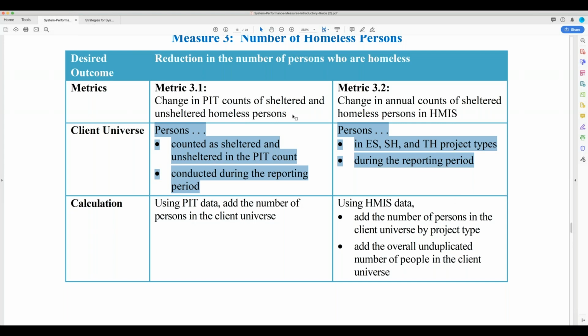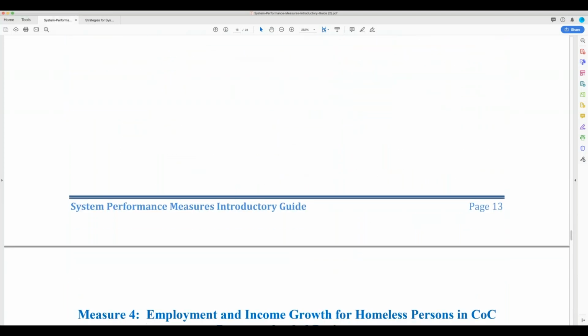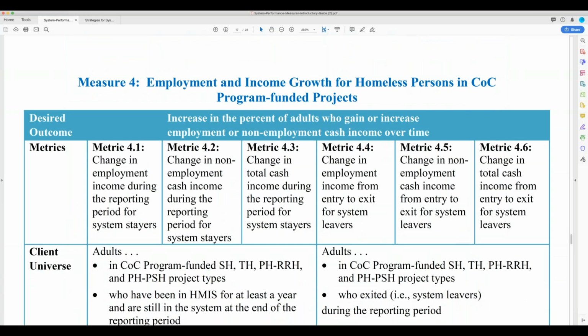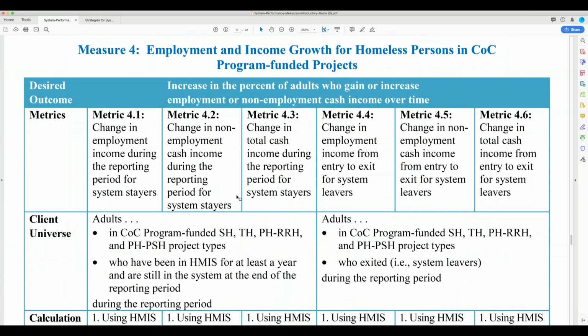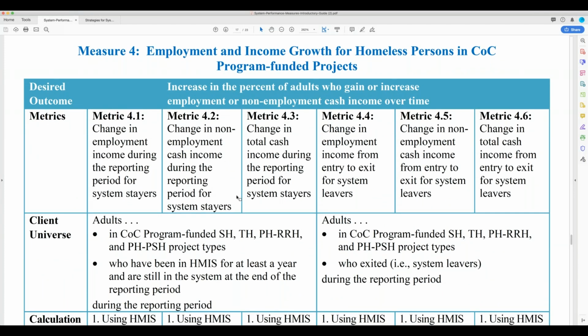So that would be the change in the number of sheltered or unsheltered persons for metric 3.1, and then metric 3.2, change in annual counts of sheltered homeless persons. This is just sheltered, and again, we're talking about those in emergency shelter, safe haven, and transitional housing. Doesn't matter if you're CoC funded or not. So first 3 metrics, no distinction between CoC and non-CoC funded agencies. Everybody that's in our HMIS, and in the case of that last metric, even not in HMIS for point in time count, they have a big impact.